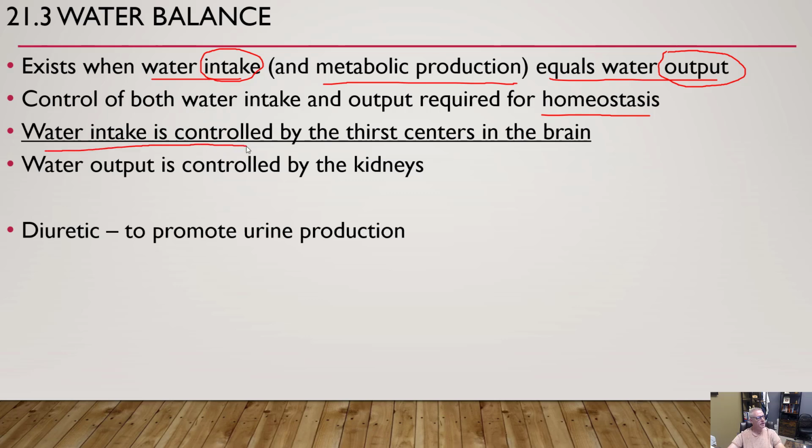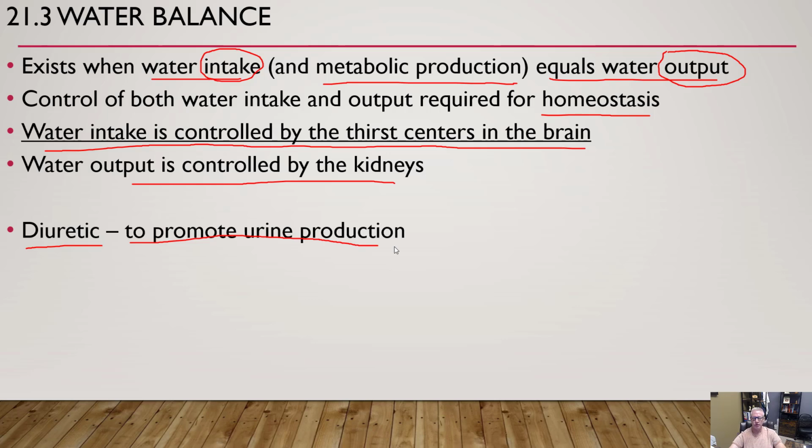So water intake, we do have thirst centers in our brain. We'll talk about that a little bit later. And our water output is primarily controlled by the kidneys. Obviously, if we're sweating, that's not really controlled by our kidneys. But we also have this thing called a diuretic. We talked about ADH, that antidiuretic hormone. But anyway, a diuretic just means to promote urine production.